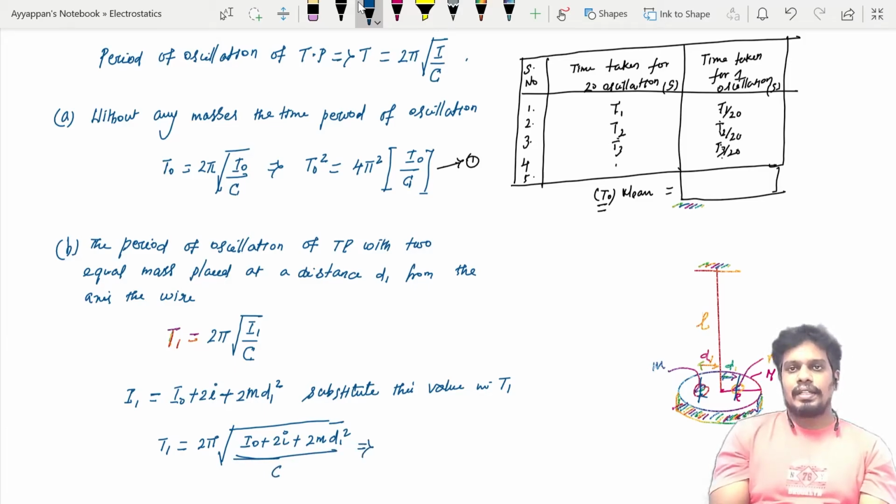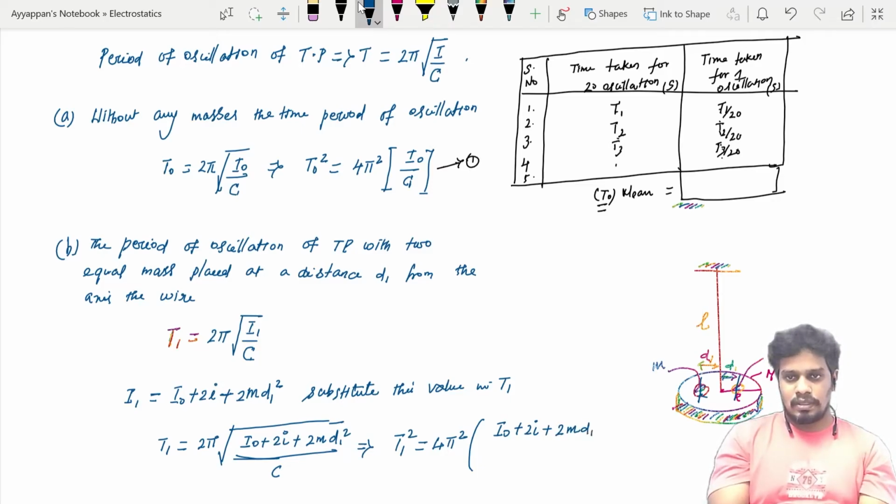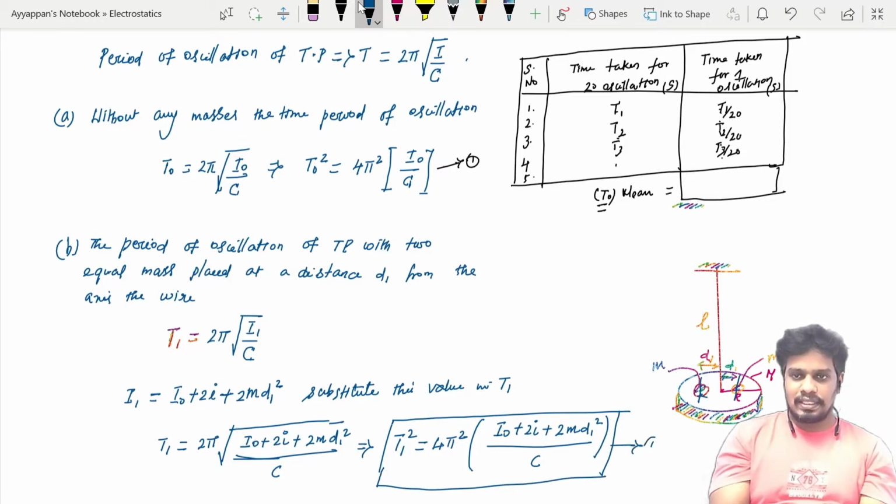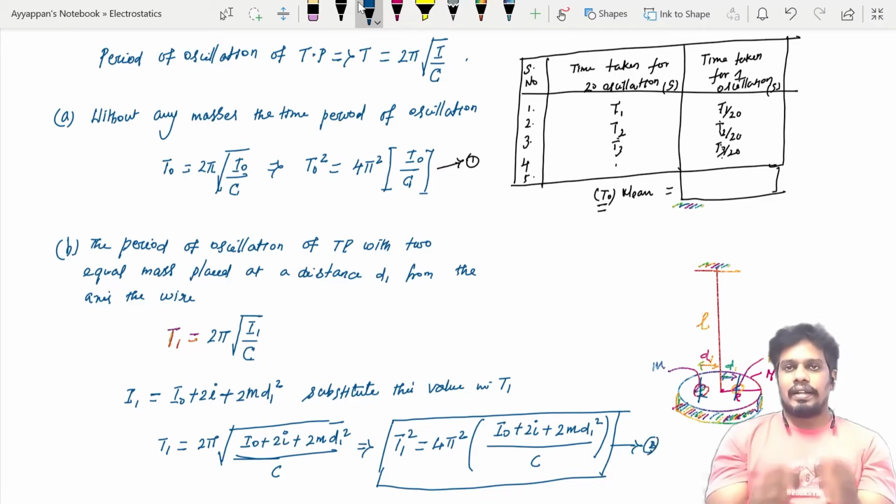Now you have to take the square on both sides, so it will give T1 square is equal to the constant 4 pi square, the square root will get cancelled, it will give I naught plus 2 times I plus 2m d1 square, whole divided by the couple per unit twist. This is the time period of oscillation of the torsional pendulum when we are placing the equal masses at a distance d1.